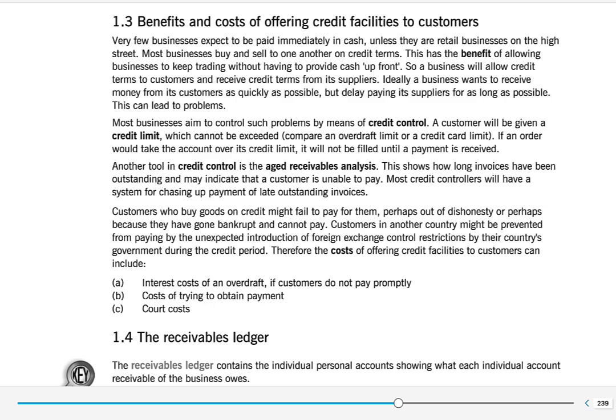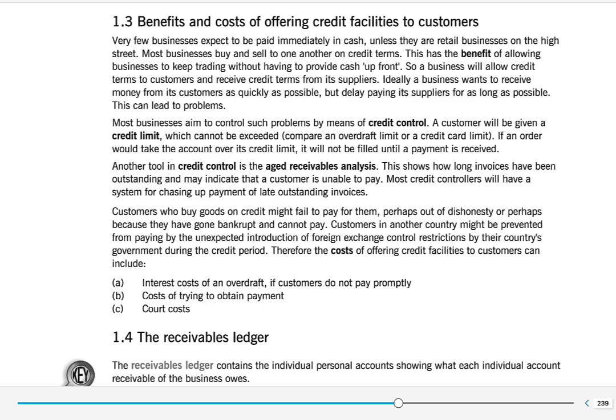Now, the costs of offering credit facilities. This is where the book becomes very practical. It says customers might fail to pay for reasons such as dishonesty, bankruptcy, meaning the customer's business collapses, or foreign exchange control restrictions, meaning the customer may be prevented from sending money out of their country during the credit period. So, what costs can arise from giving credit?